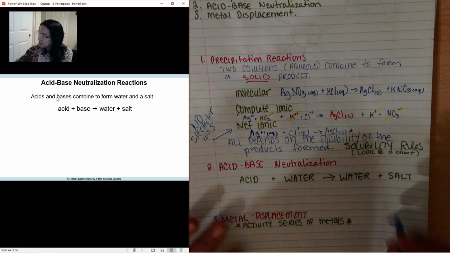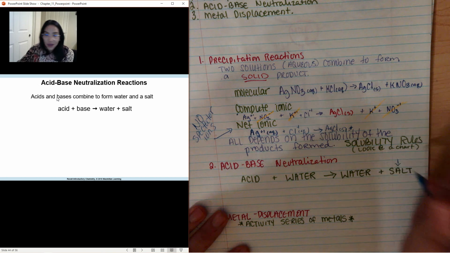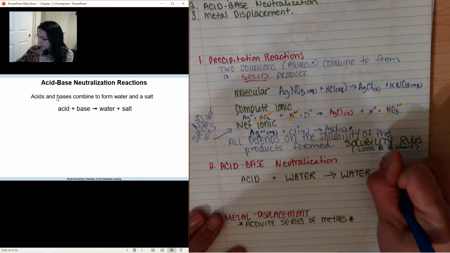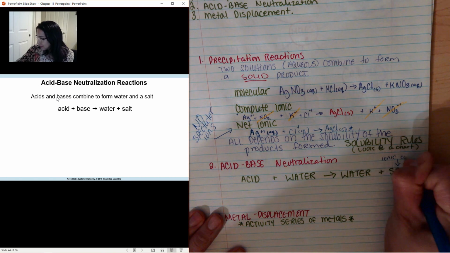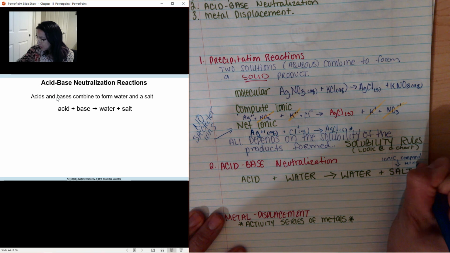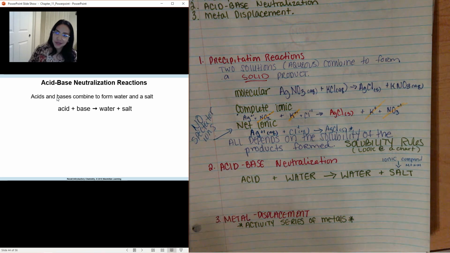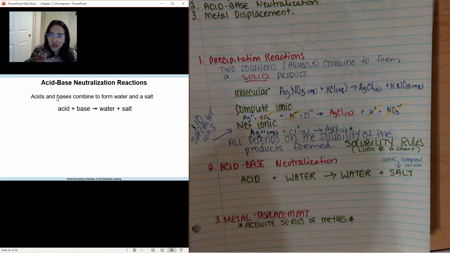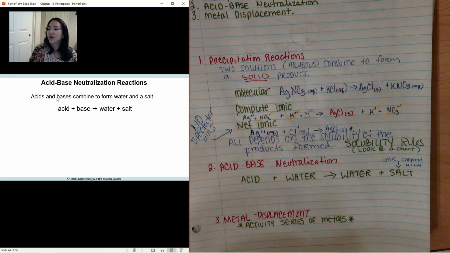Salt basically means an ionic compound, which is a metal plus a non-metal. And there's a little bit more to it, but just at our level, that's the best way to try to memorize what is a salt. It is going to be a metal plus a non-metal, and that's going to create our salt. All right.